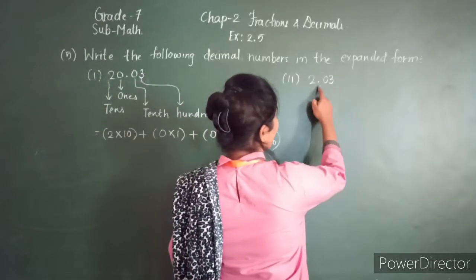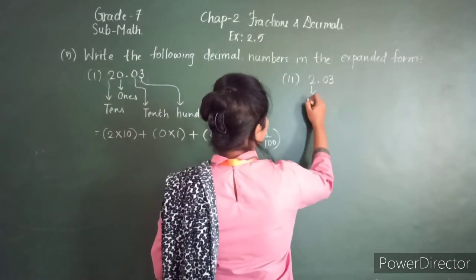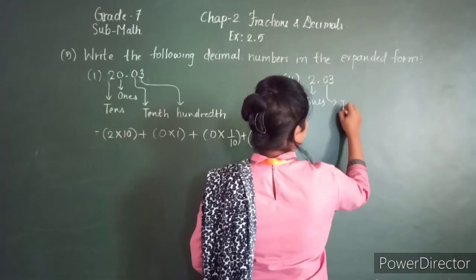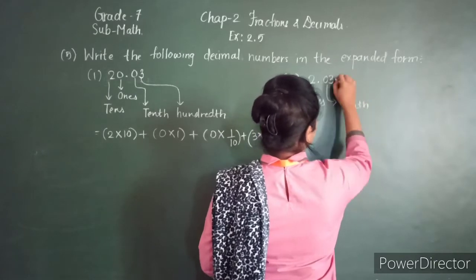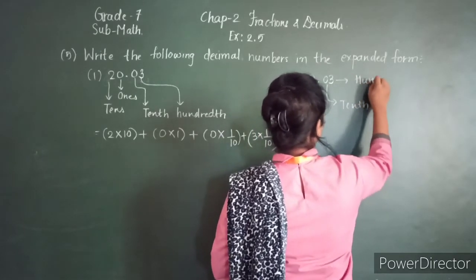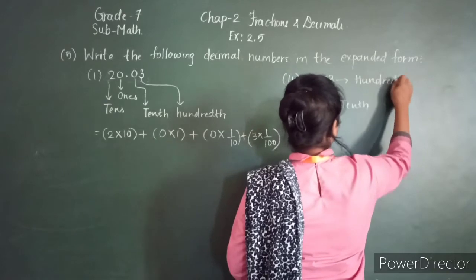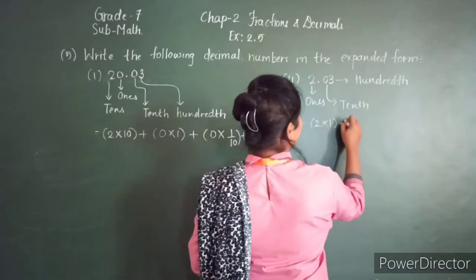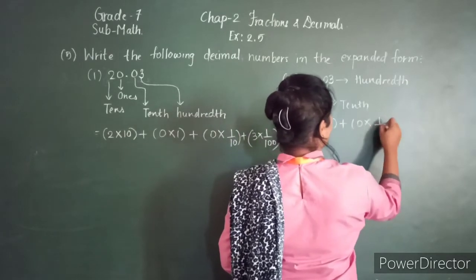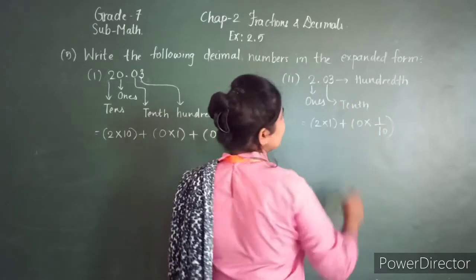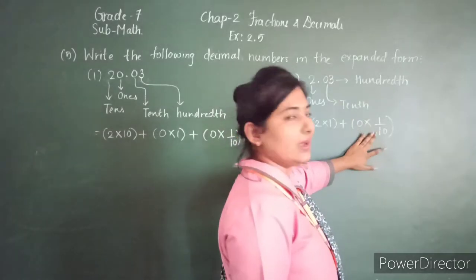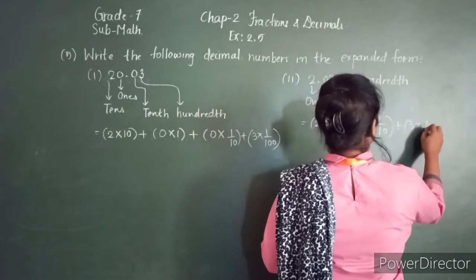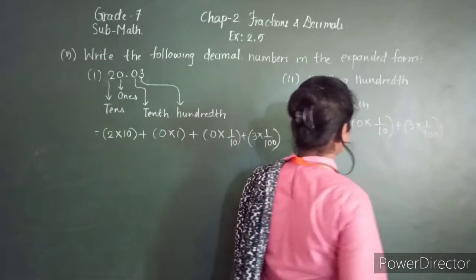Now next question, 2.03. This place is considered as ones. This is the 10th place. This is the 100th place. So here we have to write 2 into 1 plus 0 into 1 upon 10, because this place is considered as 10th, so we have to write 0 into 1 upon 10. Then plus 3 into 1 upon 100.